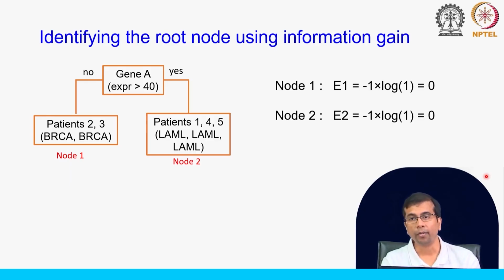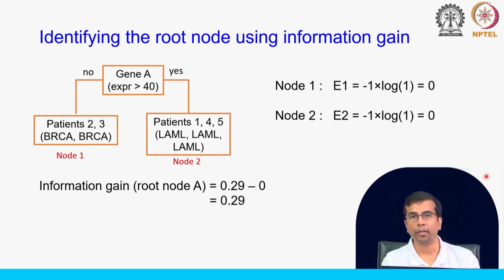What you have to calculate is the information gain, right? Not the overall entropy, but the information gain. So, information gain, if we choose root node A, is the entropy of the parent, which was 0.29 minus 0, here is 0.29, right?